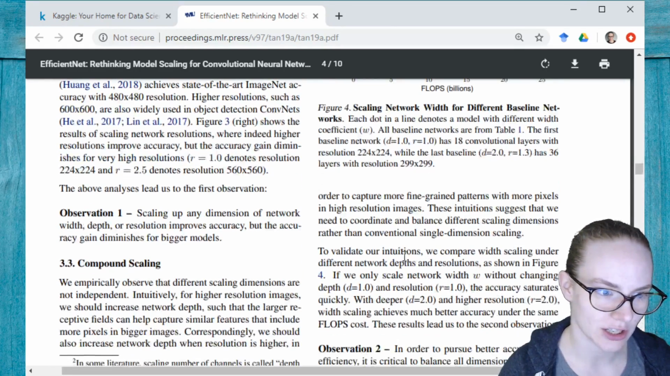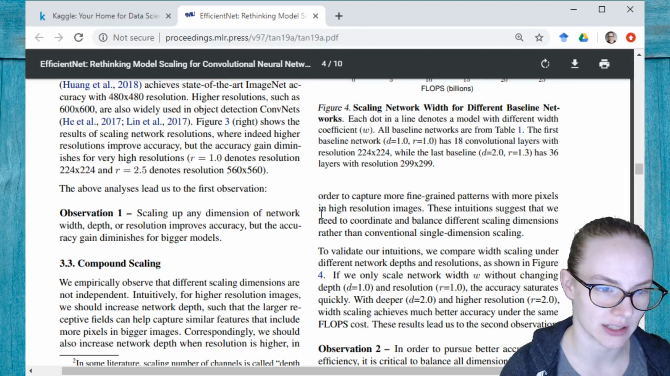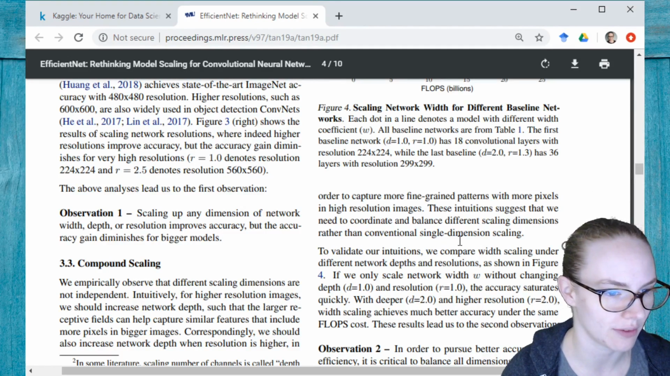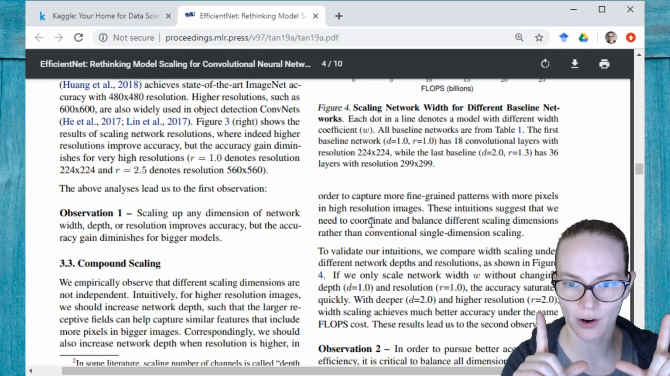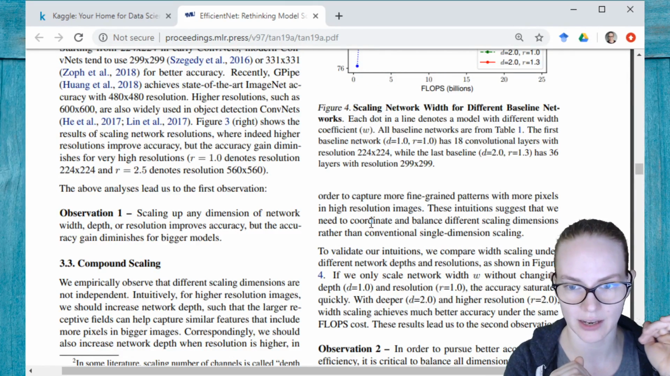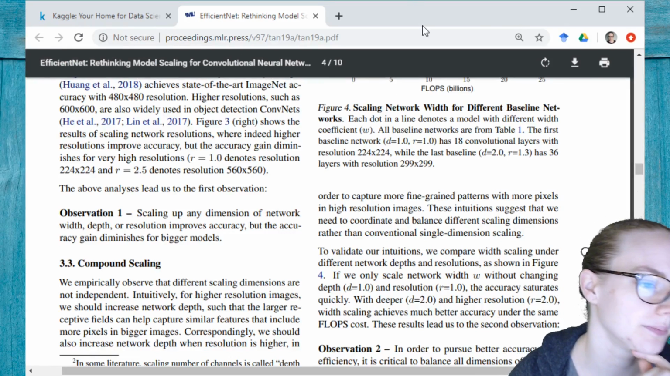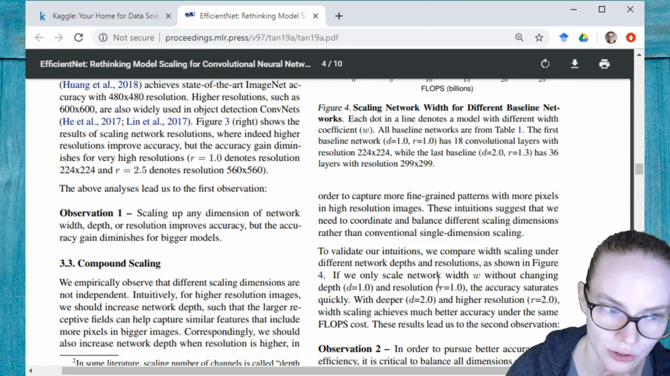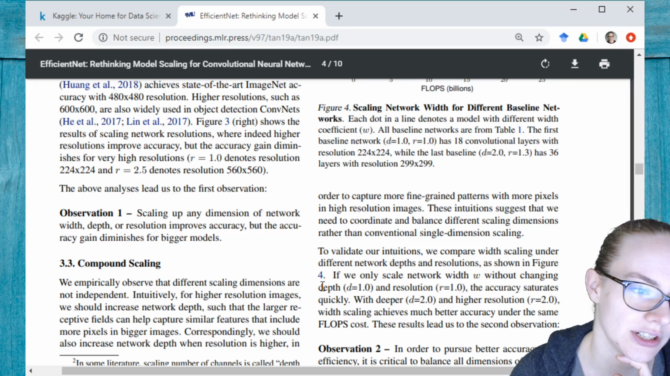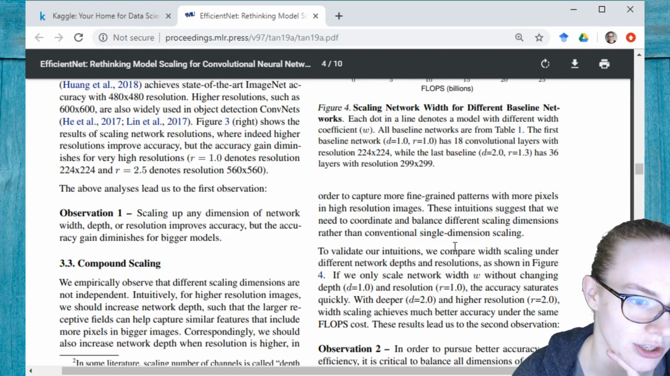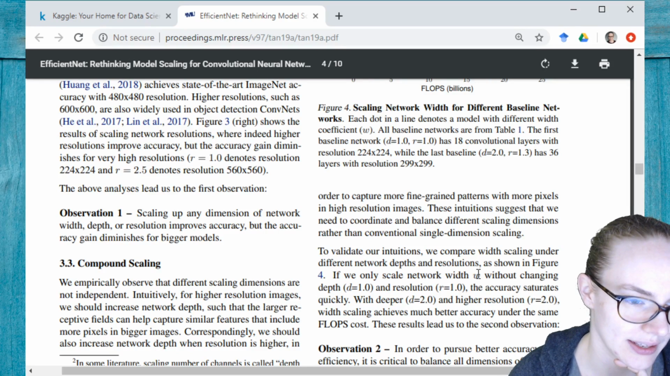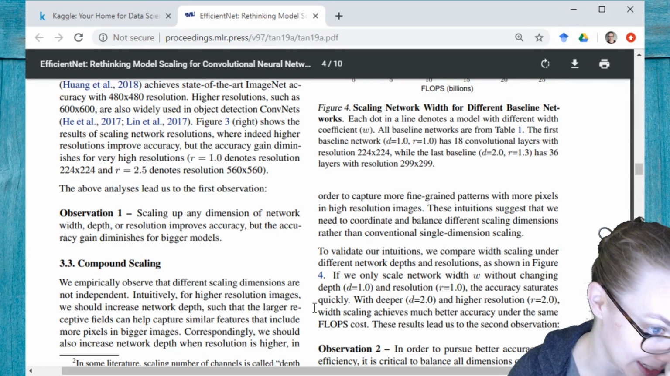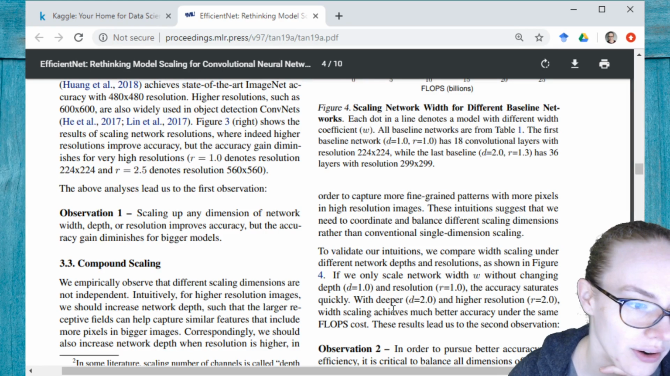These intuitions suggest that we need to coordinate and balance different scaling dimensions rather than conventional single-dimension scaling. So as your images get bigger, you need more model in order to handle them, so you should scale them together. To validate our intuitions, we compare width scaling under different network depths and resolutions as shown in Figure 4. If we only scale network width w without changing depth d equals 1.0 and resolution r equals 1.0, the accuracy saturates quickly.